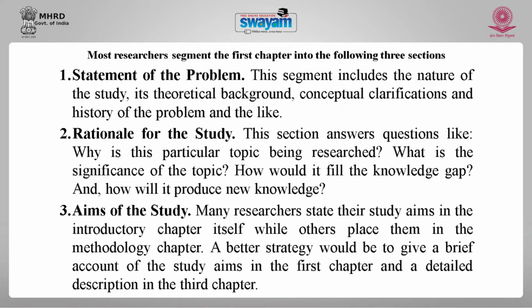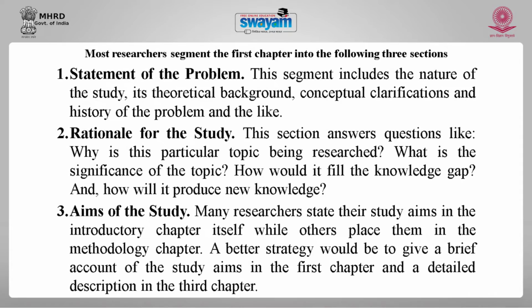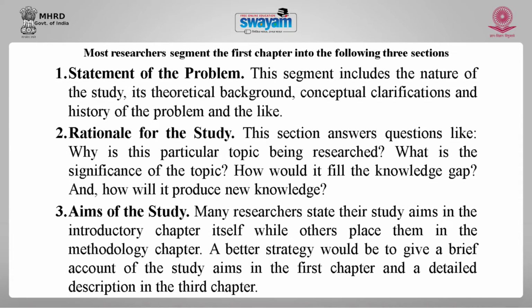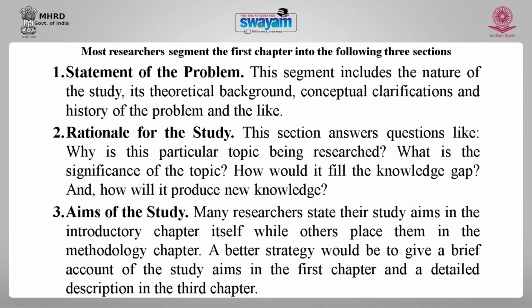Most researchers segment the first chapter into the following three sections. The first section is the Statement of the Problem. This section includes the nature of the study, its theoretical background, conceptual clarifications, the history of the problem, and the like. The second section would deal with the rationale for the study.